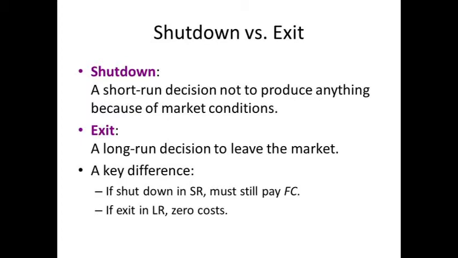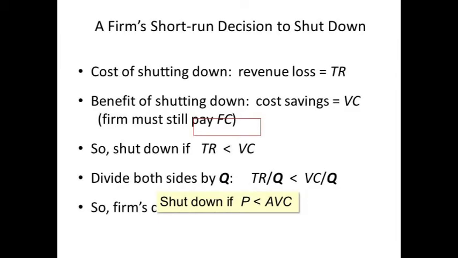There's also one more important difference. That is, when a firm shuts down temporarily, it must still pay the fixed cost. If a firm exits the industry in the long run, there is no fixed cost. So if a firm shuts down, it will earn no revenue and will have only fixed costs, no variable costs. Therefore, a firm will shut down if the revenue that it would earn from producing is less than the variable cost of production.